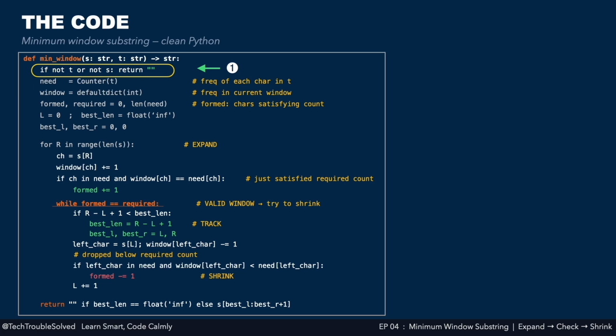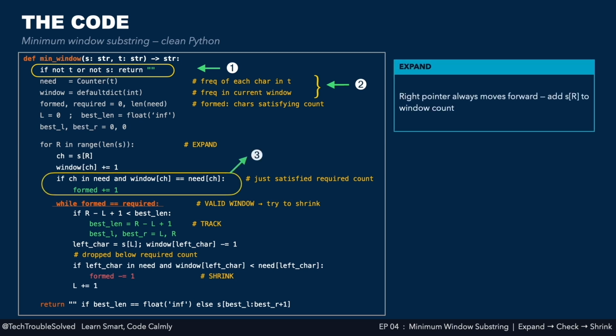Number 1. The edge case at the top. If S or T is empty, there is nothing to do. Return early, one line. Don't let the rest of the function run on empty inputs. Second, need versus window. Need is built once from counter T. It never changes. It's the rule book. Window tracks what's currently between L and R. It grows when R adds a character and shrinks when L removes one.